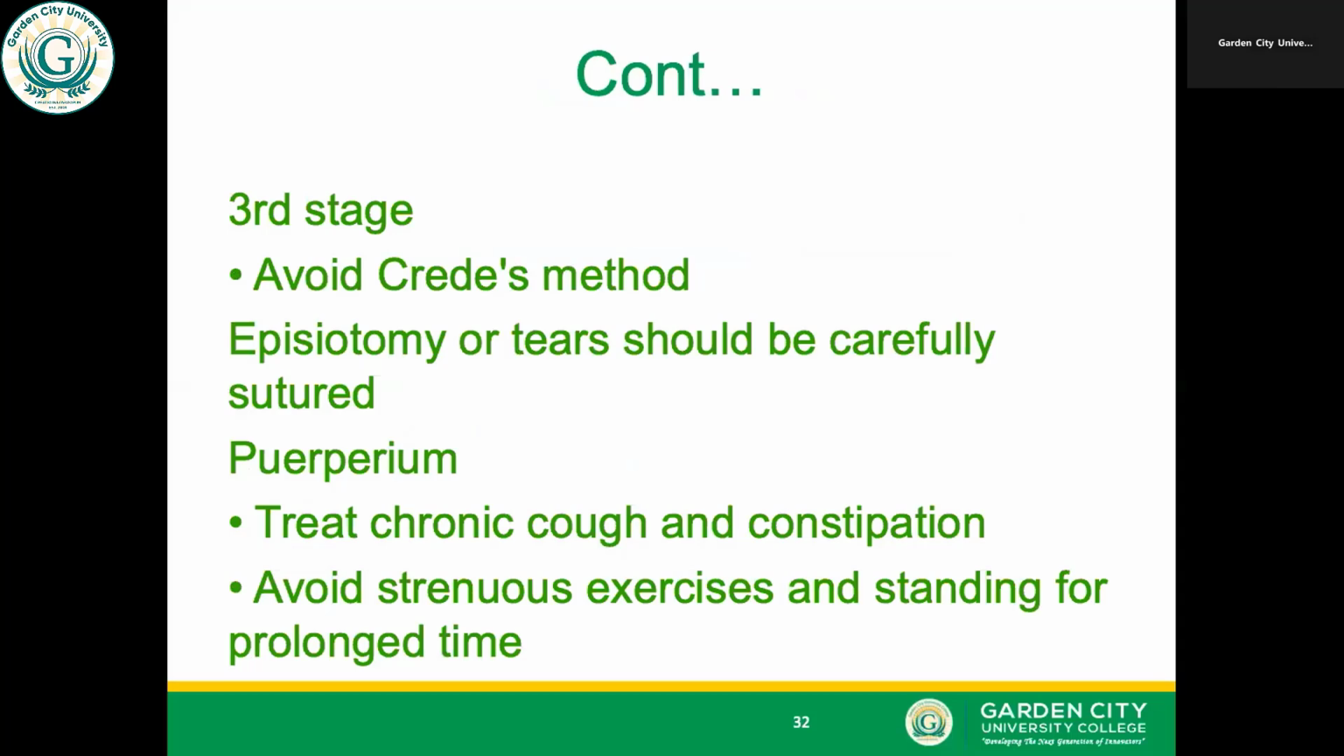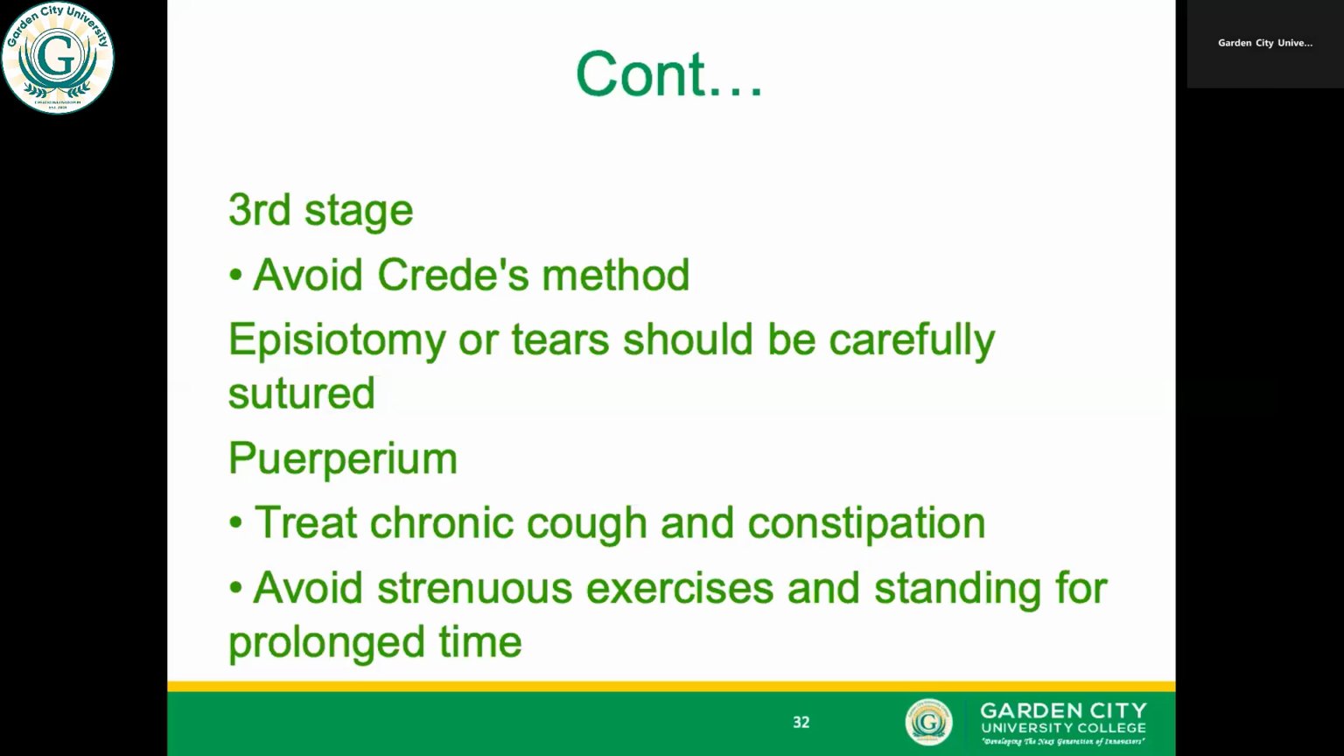At the third stage, we need to avoid Credé's method. This is when, after delivering the baby, we realize that the woman is bleeding, and we think maybe the bladder is full. With this method, you are massaging the uterus around the bladder side so that the woman can empty the bladder on her own. In this case, we are going to avoid it. How are we going to avoid it? By passing a urethral catheter so that we can drain the urine, but not trying to massage the bladder to let the woman void herself.